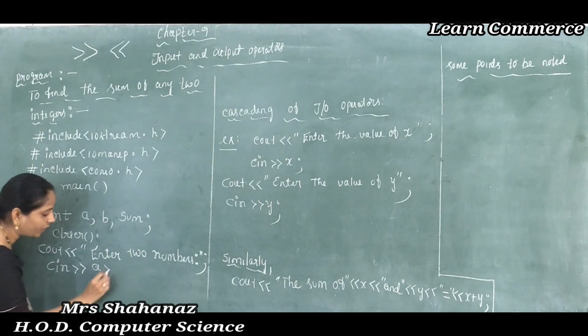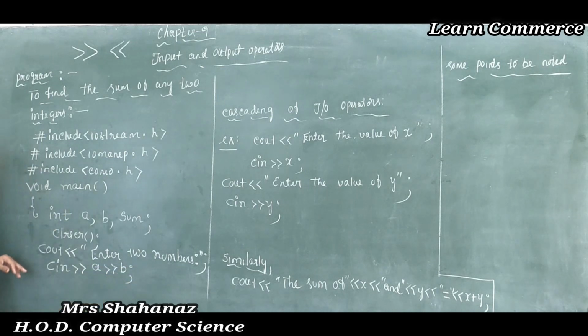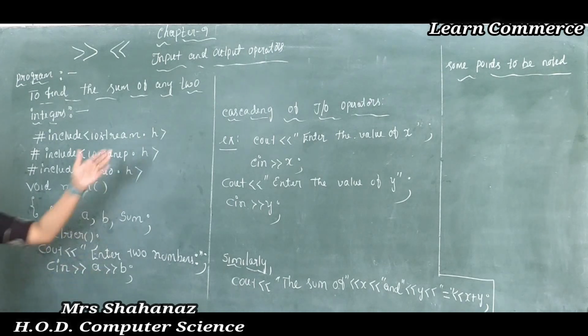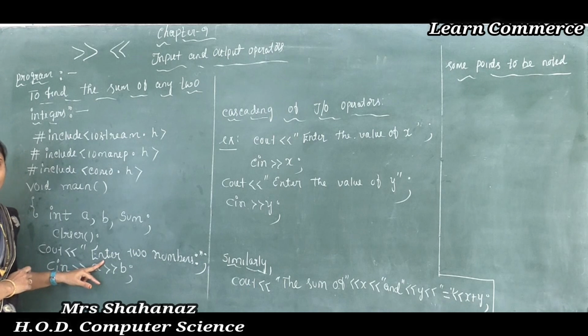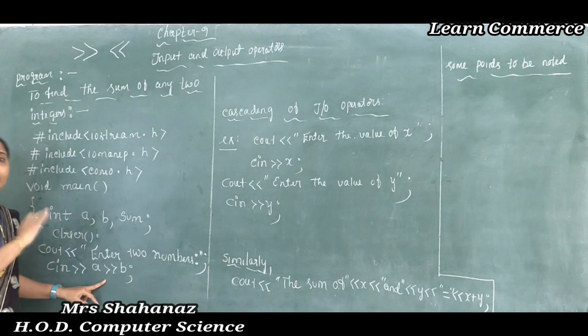And later next, whatever variables I want, I am going to use in one statement only. About this line I will tell later in the cascading of input and output operators. Otherwise you can also write cin A semicolon, cin B semicolon. So instead of using it twice, we can use it in one line only. So clear this point here. Okay, now when it displays the message, enter two numbers, I am going to enter some values into the variables A and B. The values may be 10 and 20.